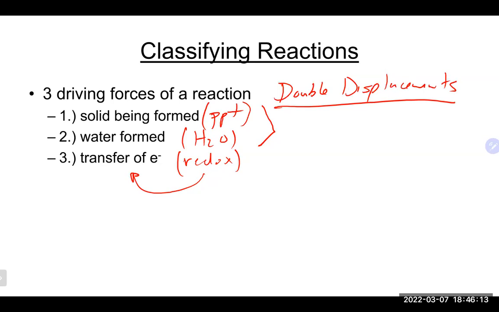But double displacement reactions are really like a big umbrella of reactions that you can more specifically classify another way underneath. Redox reactions, again, are sort of a big umbrella of reactions. And underneath that umbrella, you can more specifically classify each reaction in a specific way. So let's talk about those different classifications.